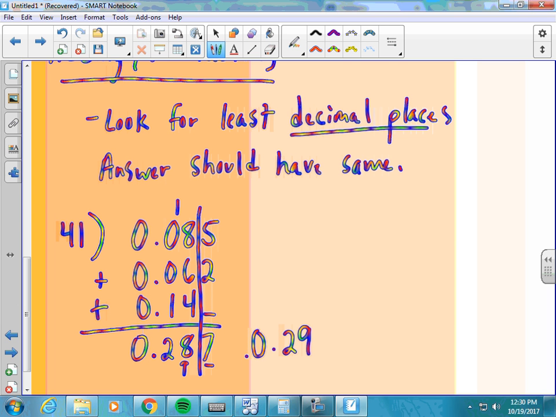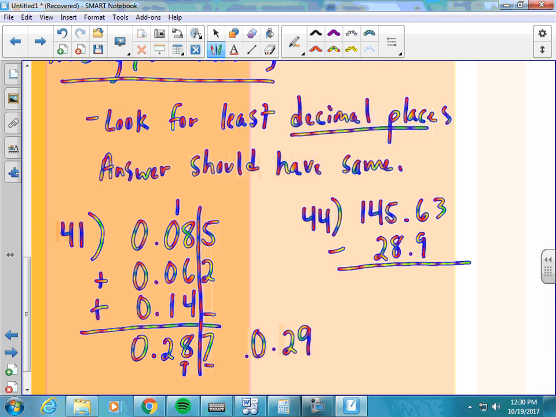Let's do a subtraction one real quick. Let's look at number 44. So 44 says 145.63, and we are going to subtract 28.9. Can you tell me right now how many decimal places my answer should have? So you can tell right here that the answer is going to have 1 decimal place.